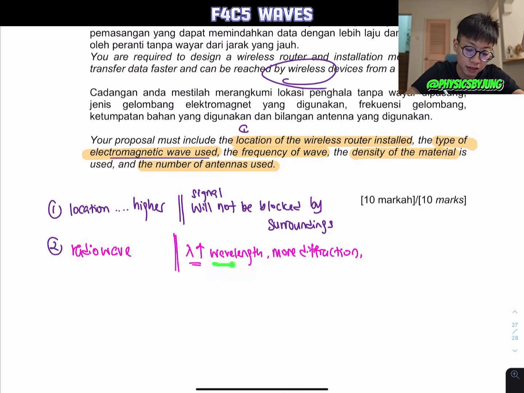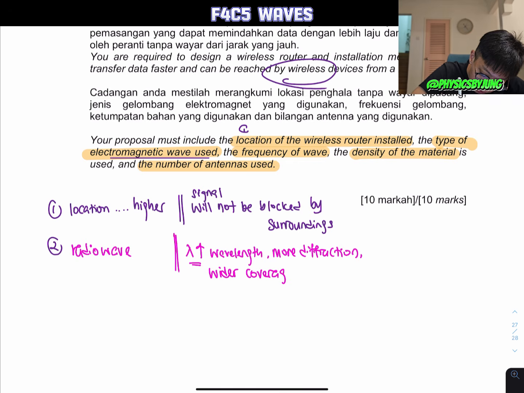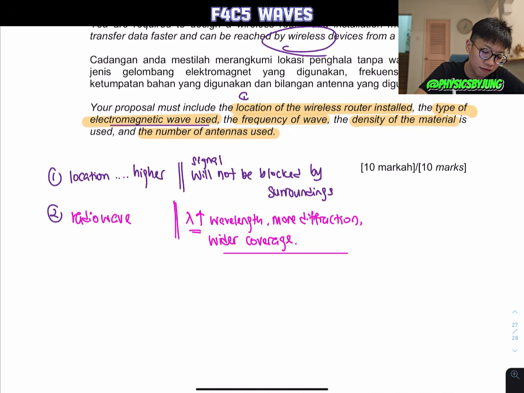Frequency is related to more penetrating power, higher penetrating power. So if you have more penetrating power, you can travel further. But if you have more diffraction, then what is the advantage you have? You will actually have a wider coverage, or you can say so that your wave can transfer to a wider, larger area. Okay, so this is a wider coverage.